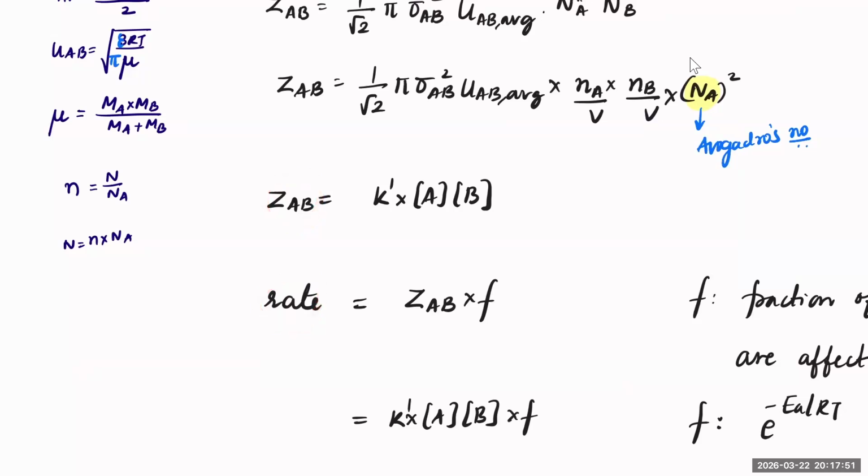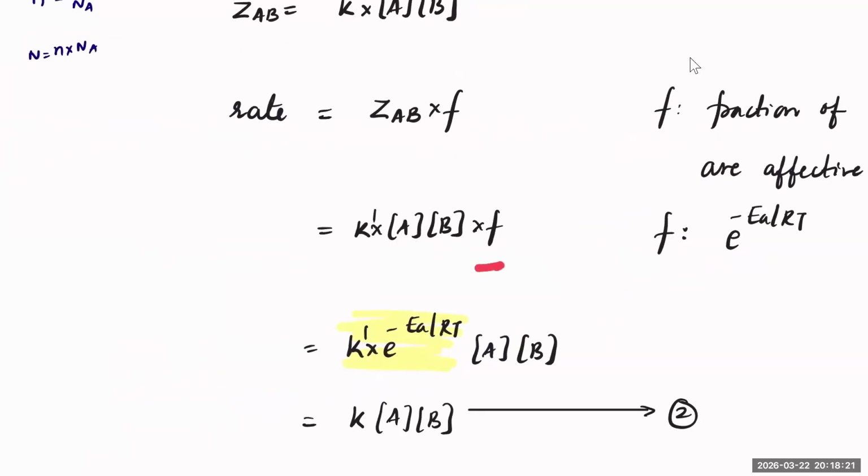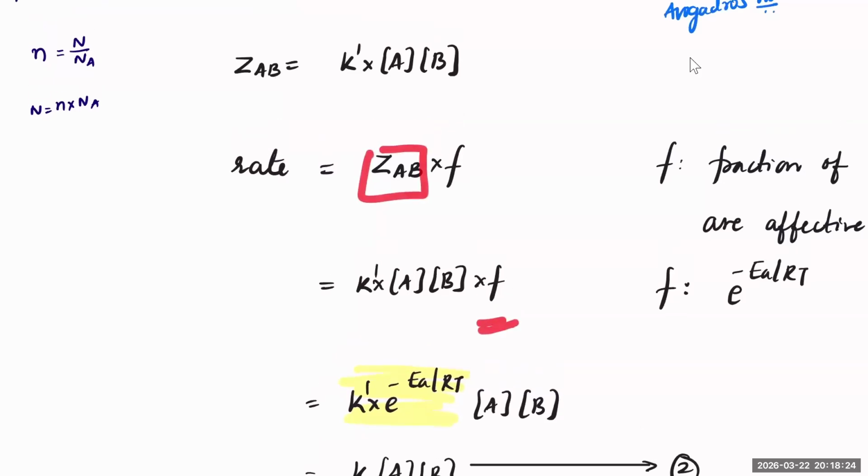Now, if I put a proportionality constant, that proportionality constant comes out to be some F. F is basically the fraction of collisions which are effective collisions, that means which can cross the barrier. This we can fetch from the Arrhenius equation, that the fraction of particles is always equal to exponent to the power of minus EA by RT. So if I substitute that back, ZAB is equal to this entire thing.